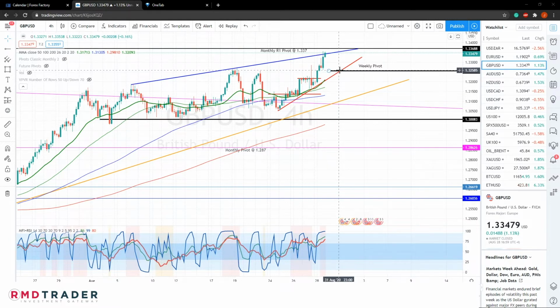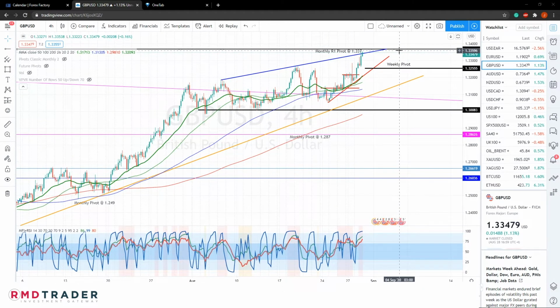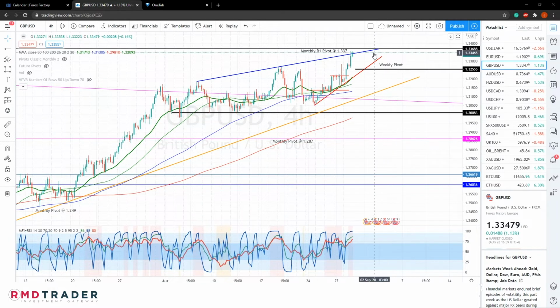Should this level hold and we see more bullish price action from this area, we can expect some additional targets to be, again, firstly, this monthly pivot at 1.337, so that area would need to be retested and breached. So it's also likely that we might see some consolidation between our weekly pivot and our monthly R1 pivot. However, should we manage to break above our monthly R1 pivot at 1.337, we might head as high as 1.347. But that will all be dependent on a close above this level.